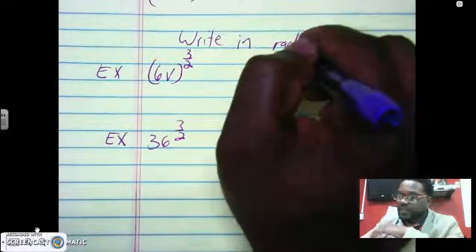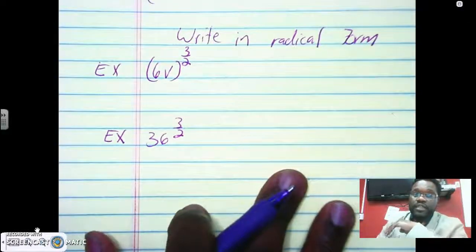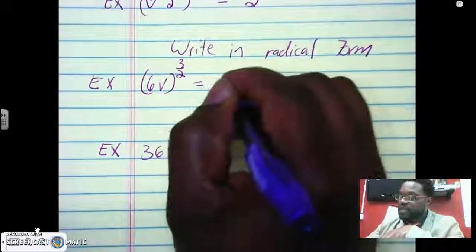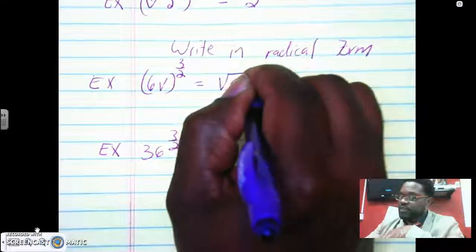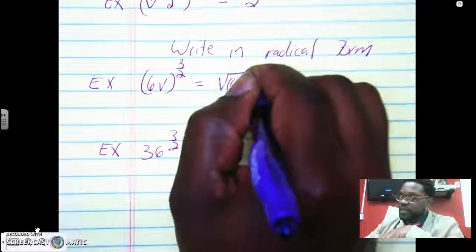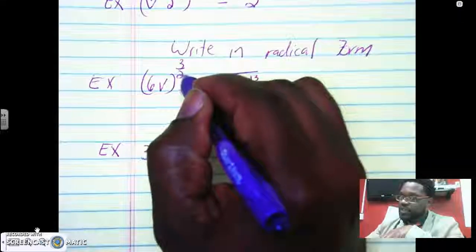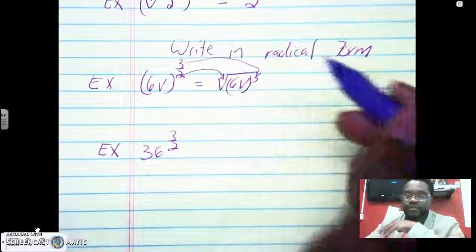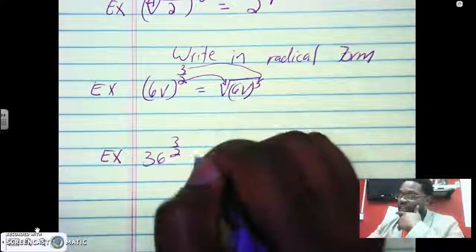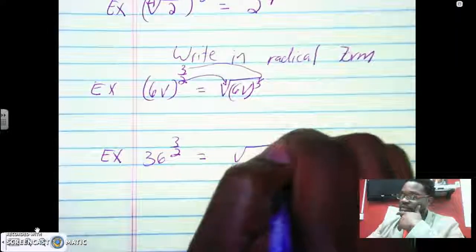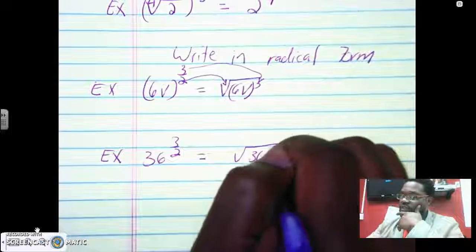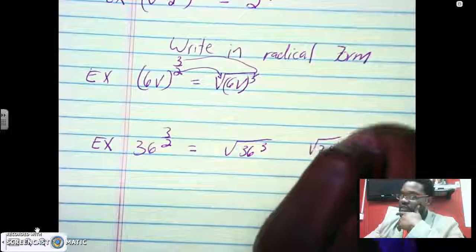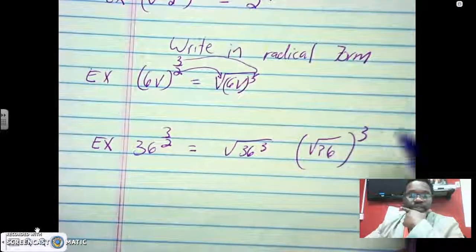Alright, now I need to write these in radical form, not just exponents. They're already in exponential form. Now I need to write them as radicals. And so that's the square root of 6v to the 3rd power. How do I know that that's the square root? Because the denominator is your index. It's always like that. The numerator is your exponent on the outside. And finally here, I would have the square root of 36 to the 3rd power. Or you could say square root of 36 cubed. Same thing. It means the same exact thing.